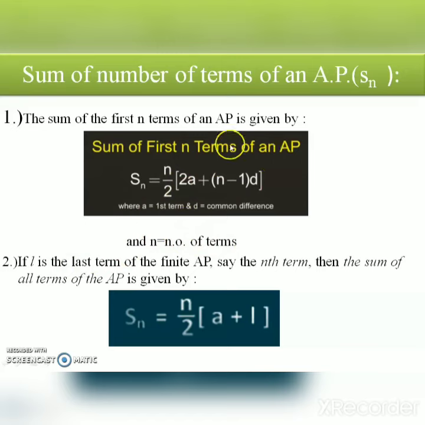So if the series is given to you, from the series I can know what is a, I can know what is n, I can know what is d, because a is the first term always, d is a2 minus a1, and n is already given. So if I substitute this in this formula, I will get the value of the sum of the first n terms of an AP, Sn.